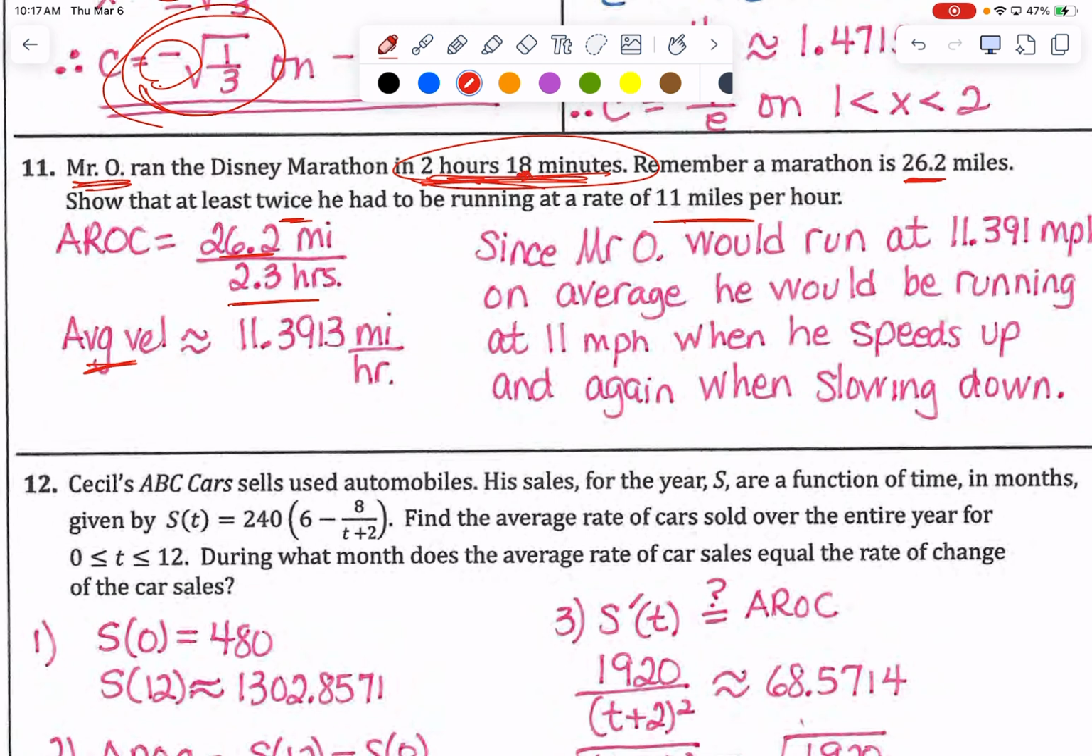Hours. How many minutes are in an hour? 60. So you just did 18 divided by 60. So you got 2.3 hours. So what she ended up with, Gene ended up getting an average velocity of 11.3913 miles per hour.